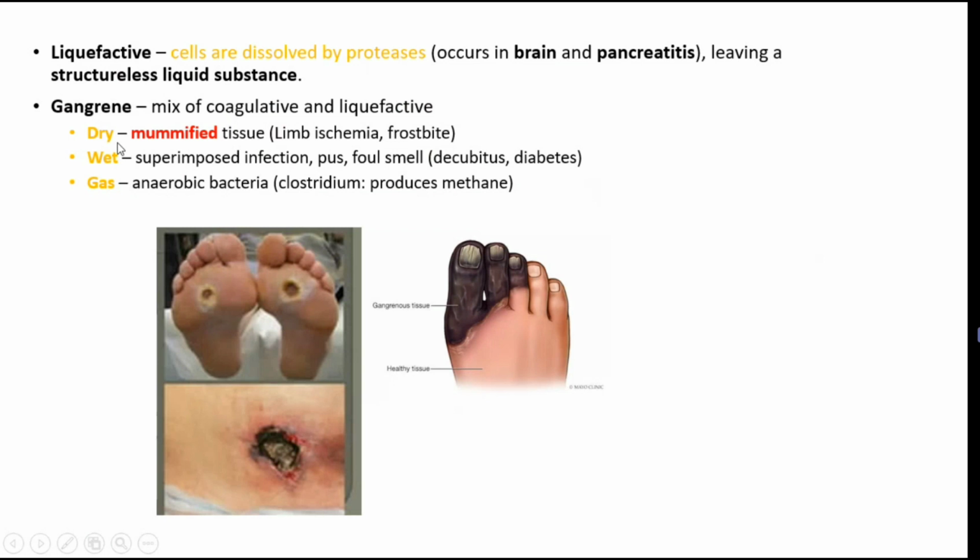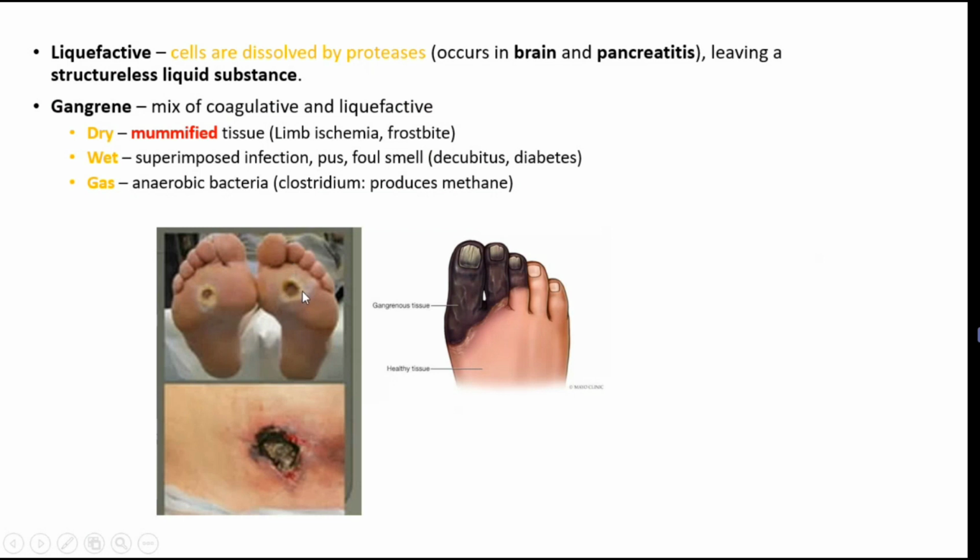And usually you see dry and wet gangrene in diabetic patients, or limb ischemia in the case of dry gangrene. And mummified tissue is an important term to be mentioned under dry gangrene. And this is how a dry gangrenous tissue will look like. And this is how a wet gangrenous tissue will look like.